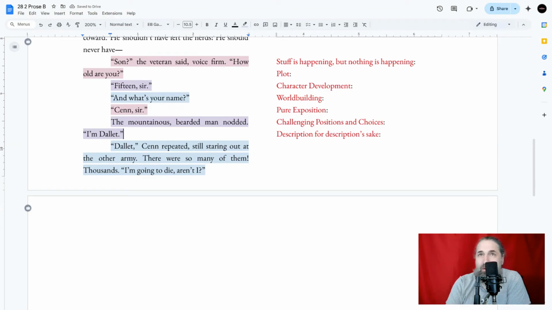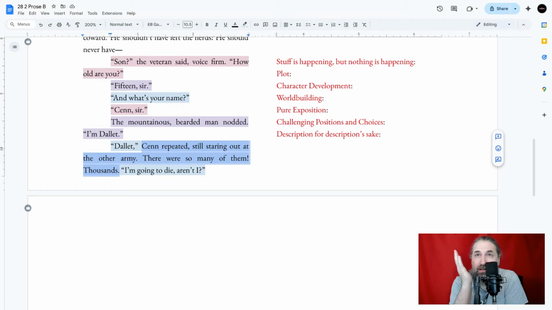And then, of course, this is also right back to it. Dalit, Sen repeated, still staring at the other army. We know what Sen, as a 15-year-old, cares about. And maybe this is shocking. So now we understand why he's like, I'm going to die, aren't I? There were so many. Still staring at the army. Oh, actually, no. All right. So this is interesting. So Dalit says, and then this is all in his head. This is all thought, but it's through his POV.